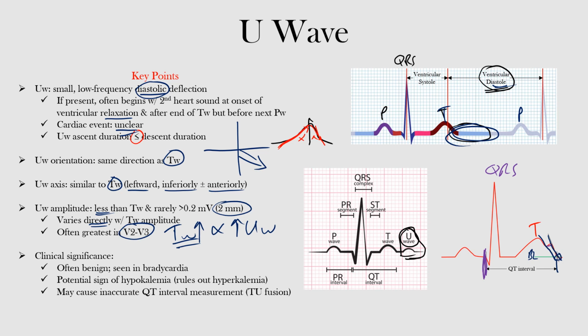Now clinically, this is often benign. It's seen in slow heart rates, bradycardia, and it's a potential sign of hypokalemia, okay? One of the things to be aware of: if you see U waves, it certainly rules out hyperkalemia, okay? Now it may cause inaccurate QT interval measurement, falsely prolonging it because of that TU fusion that we saw there. Well, that's the end of this lecture. We discussed the U wave, specifically what it represents, how it may appear on the EKG, and its clinical significance. I hope you learned something.